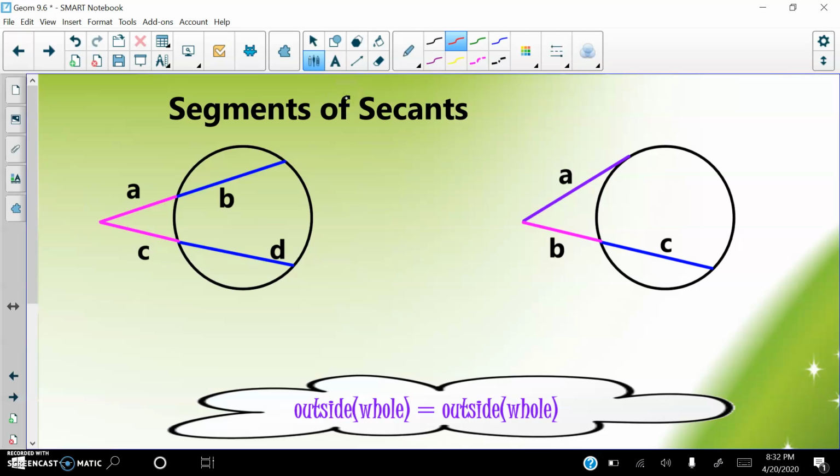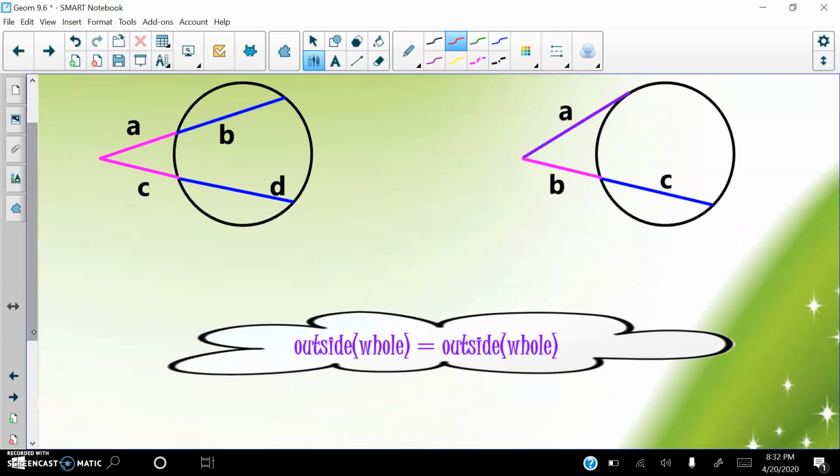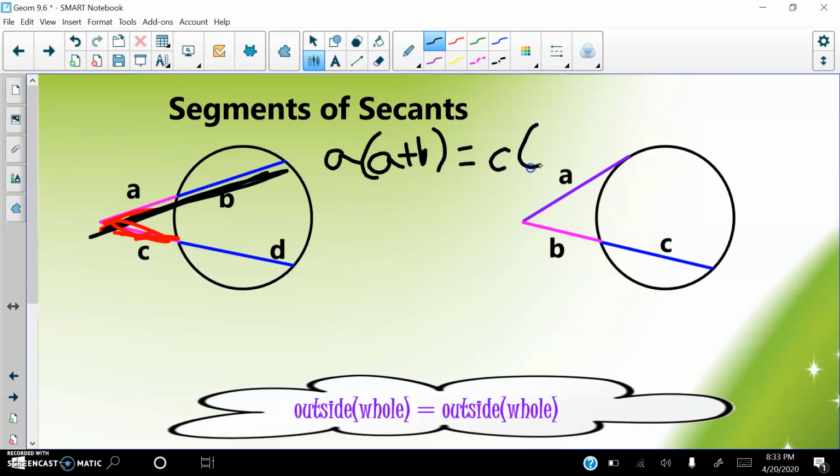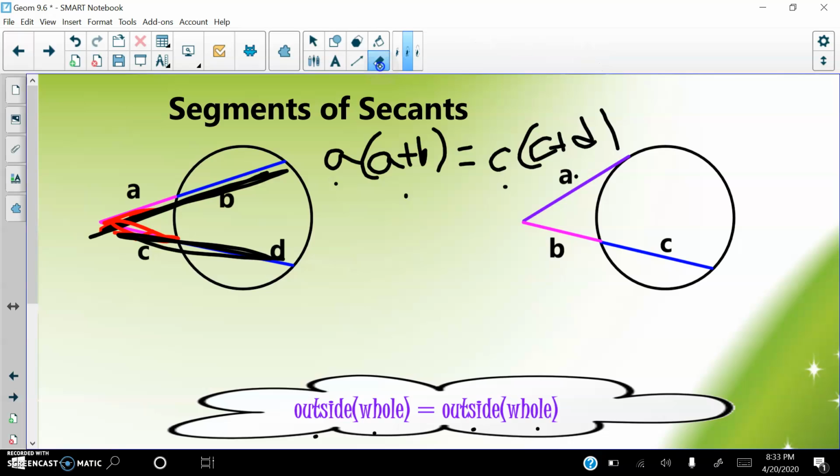So with this, it's the outside times the whole is equal to the outside times the whole. If I take a look, I have A right here. So I'm going to say A times this whole line, A plus B, is equal to, I have the outside C times the whole thing, C plus D. So I have the outside times the whole equals the outside times the whole. And that's it for that one.